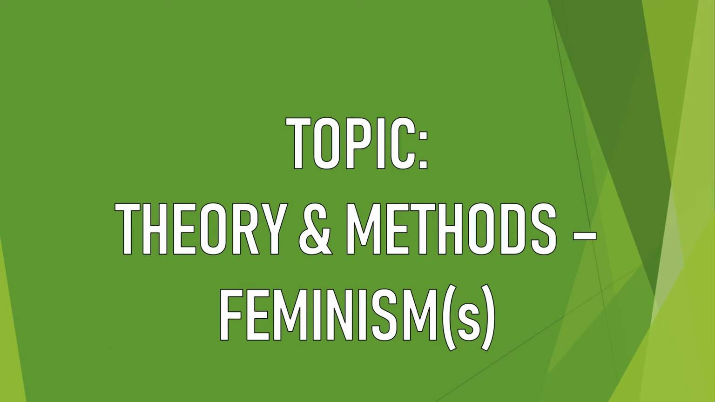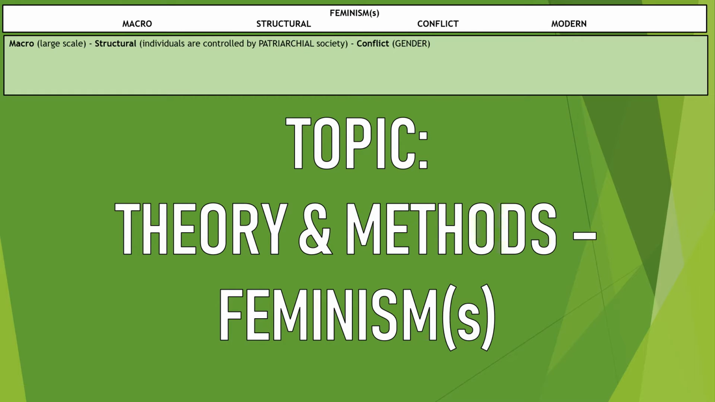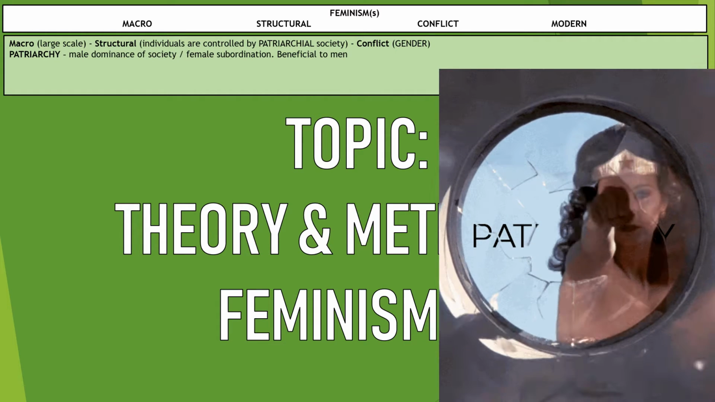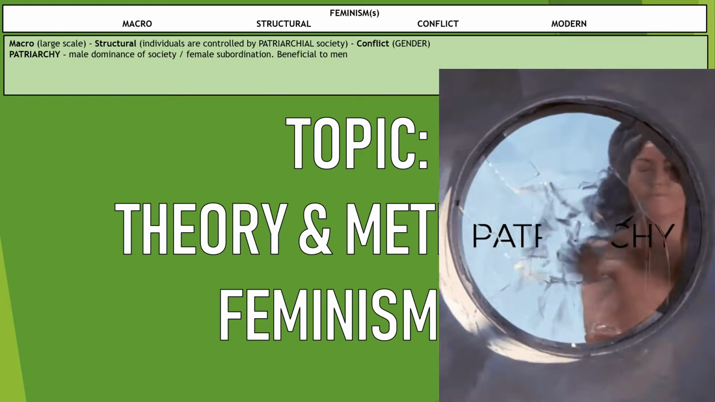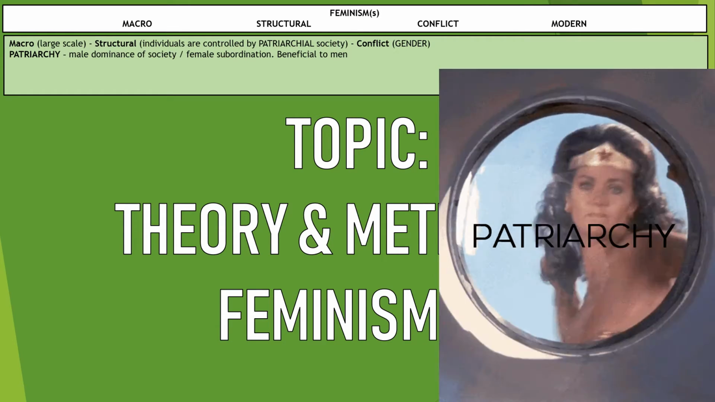So let's take a look at feminism as a pure theory for theory methods, and I'll obviously put feminisms there because we're going to look at several. So feminism is a macro-structural conflict modern theory. It's large scale and it talks about how individuals are controlled by patriarchal society. Male dominance is the key here, patriarchy, and obviously the role of feminism is trying to break down and remove patriarchy.